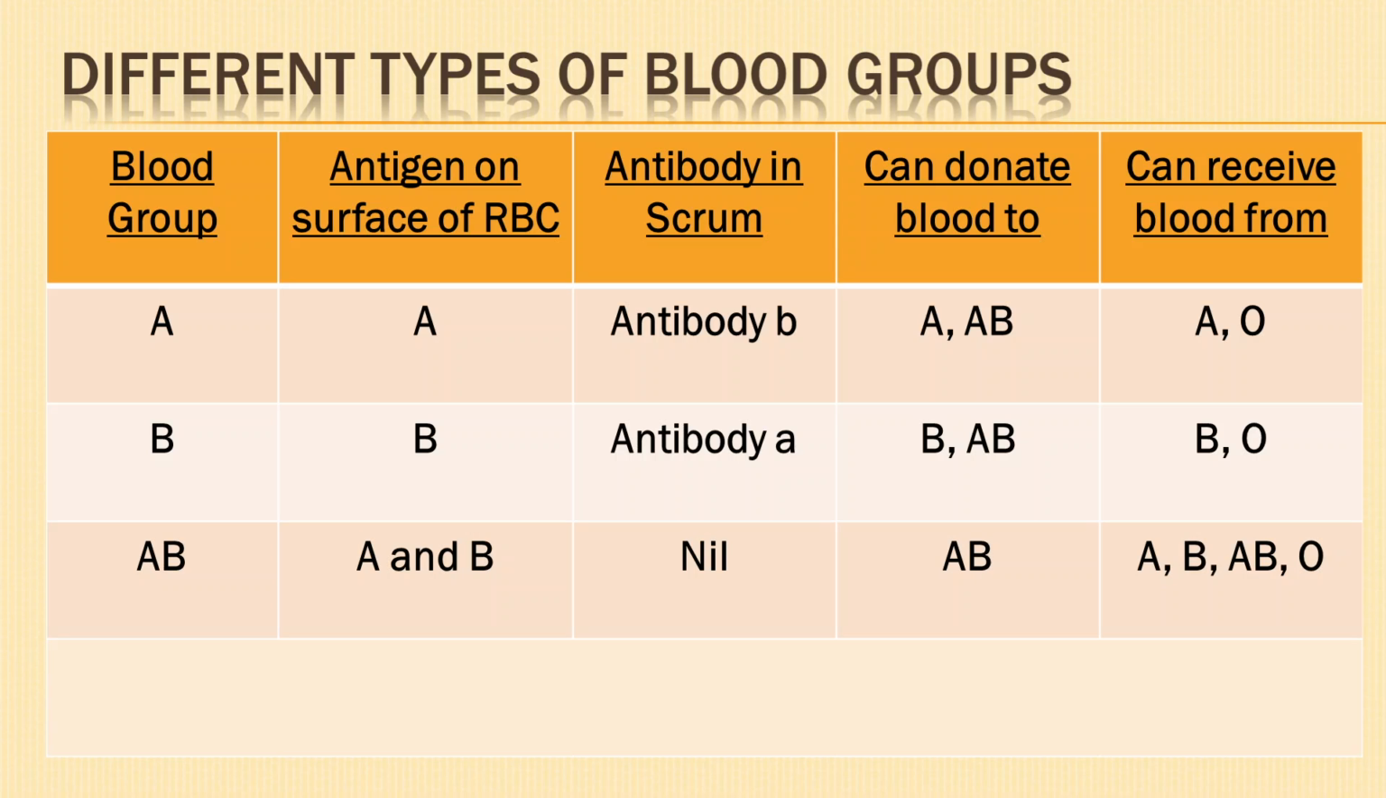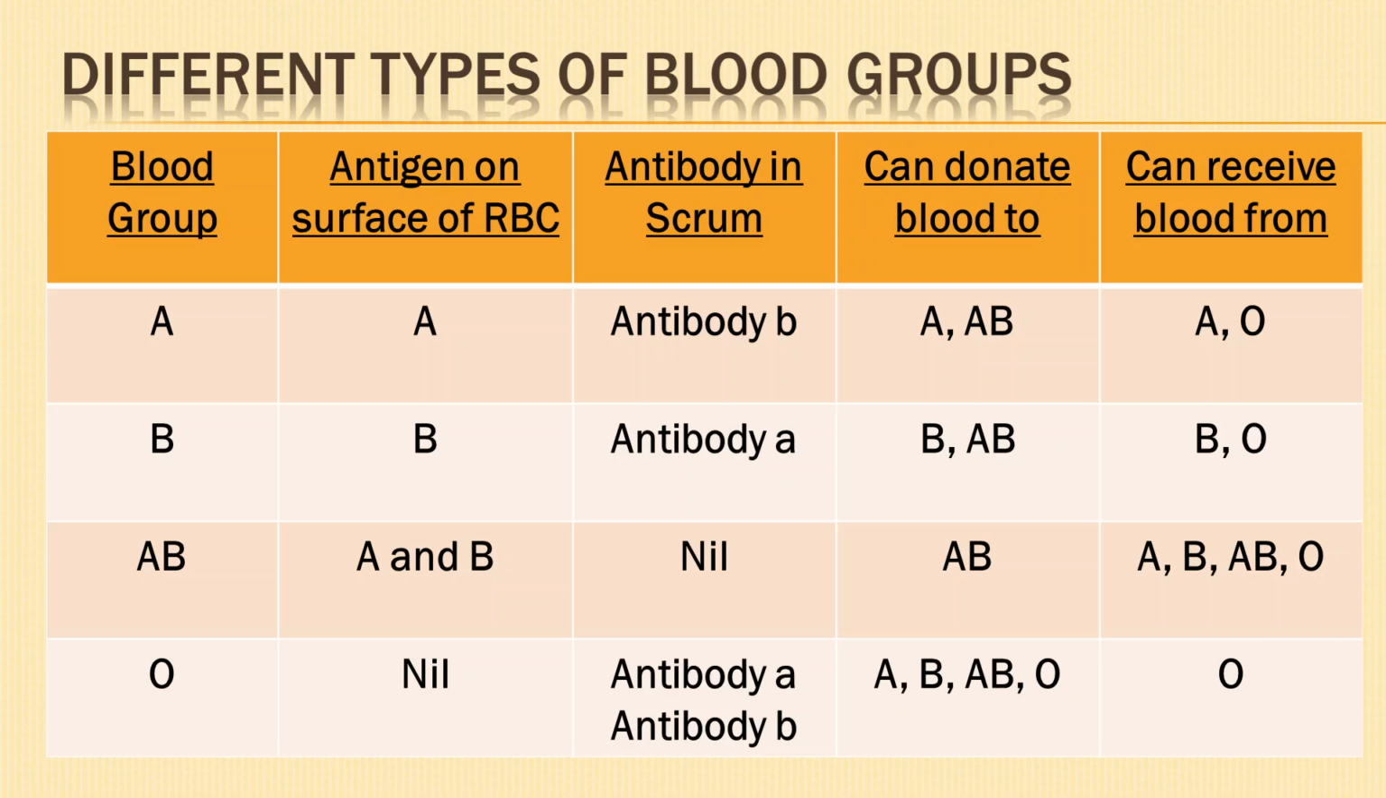Blood group AB. The RBCs have both A and B antigens, but the plasma neither has A antibody nor B antibody. A person with blood group AB can donate blood only to a person with AB blood group. Individuals with type AB blood group can receive blood from any ABO blood types.